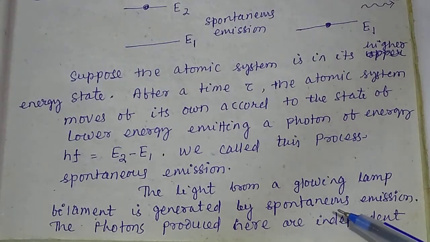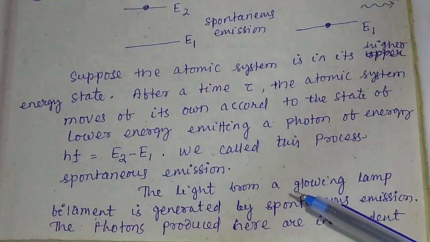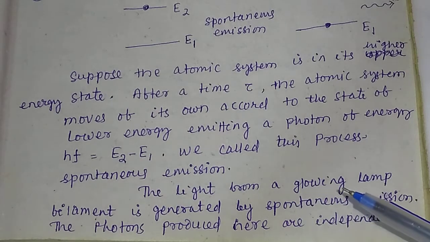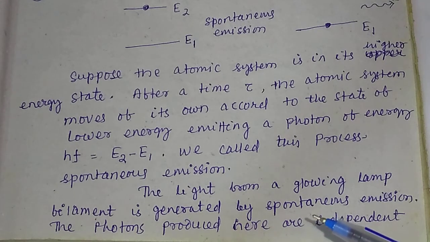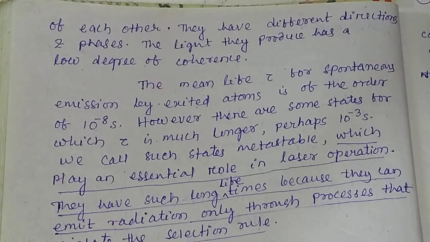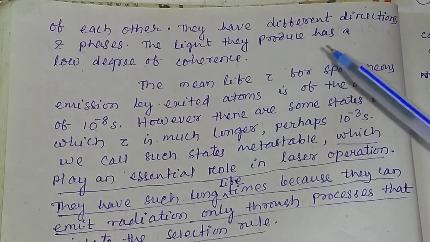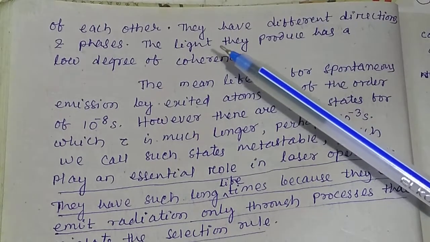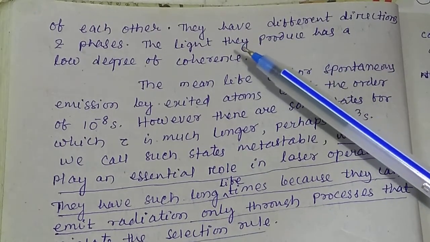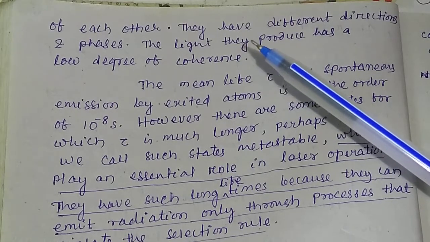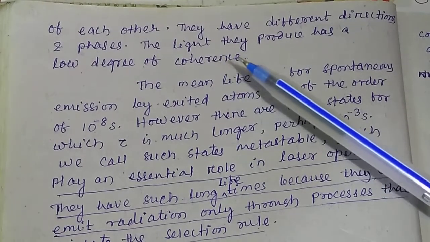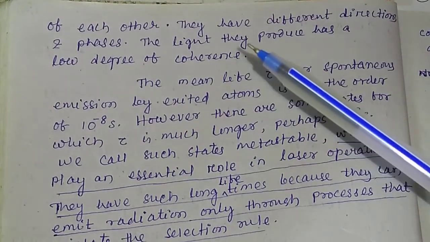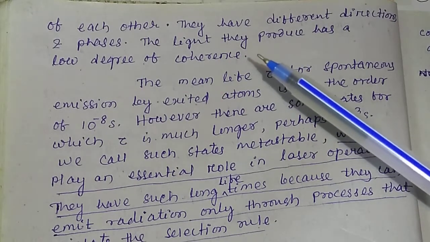There are various cases where we get spontaneous emission. The light from a glowing lamp filament is generated by spontaneous emission. The photons produced here are independent of each other. They have different directions and different phases. The light they produce has a low degree of coherence. There is no coherence between the photons.